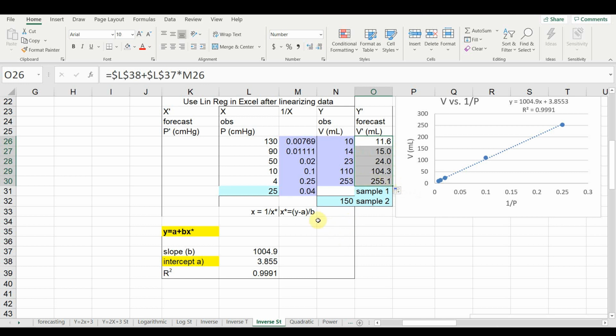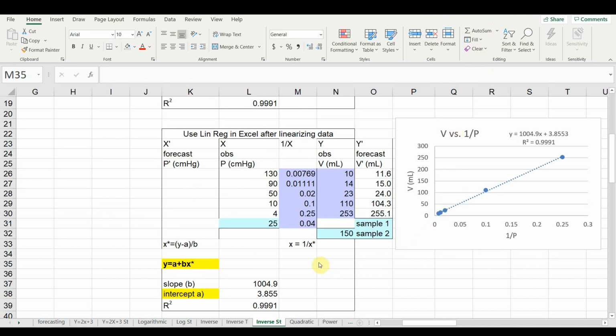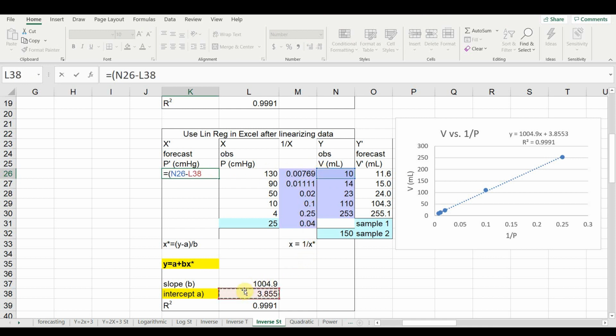Now what do we do for the x prime values? We have to rearrange the equation. So to solve for x, we'll choose the equation x is equal to y minus a over b. So we'll start right here. Equals bracket. Here's our y value minus the intercept, F4 for absolute reference, close the bracket, divided by the slope, F4, enter.